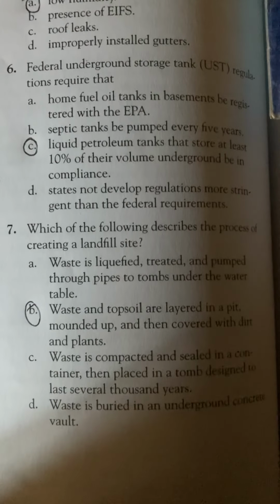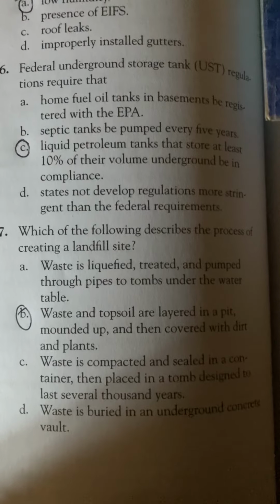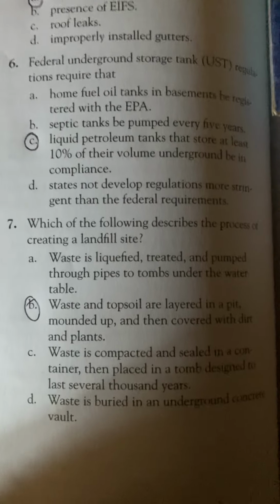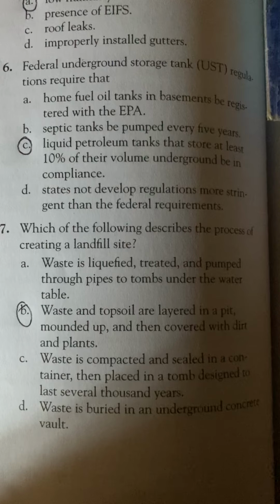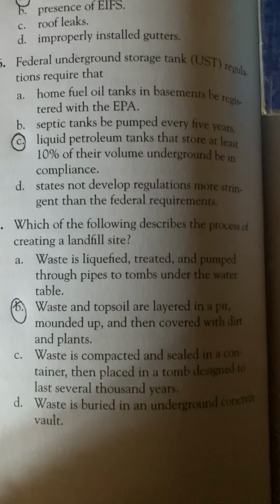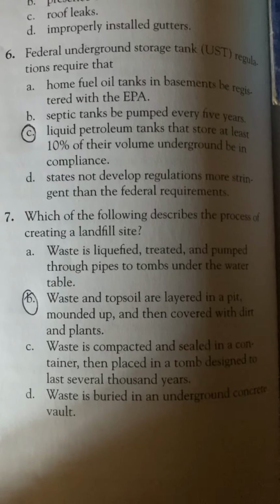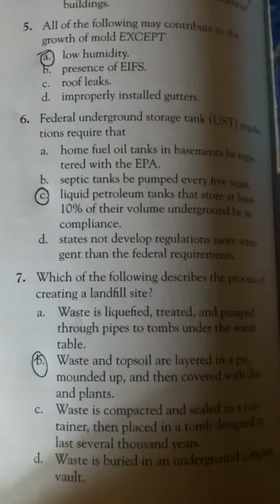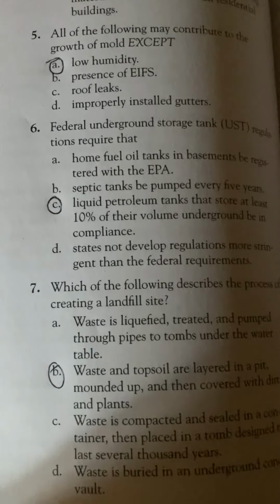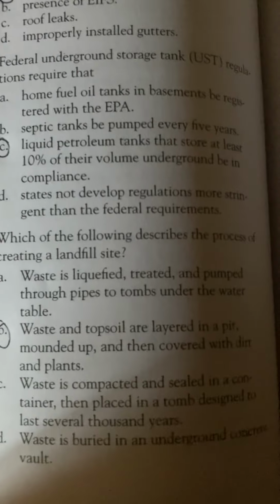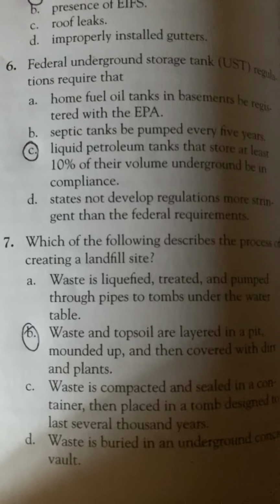B. Waste and topsoil are layered in a pit, mounded up, and then covered with dirt and plants. C. Waste is compacted and sealed in a container, then placed in a tomb designed to last several thousand years. Or D. Waste is buried in an underground concrete vault. The answer is B. Waste and topsoil are layered in a pit, mounded up, and then covered with dirt and plants.